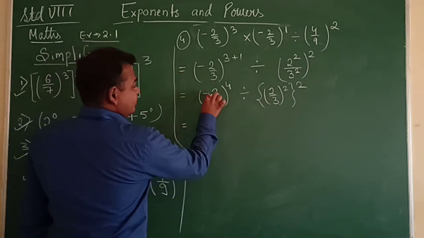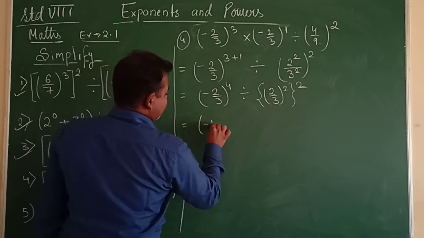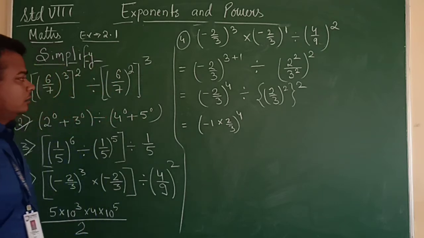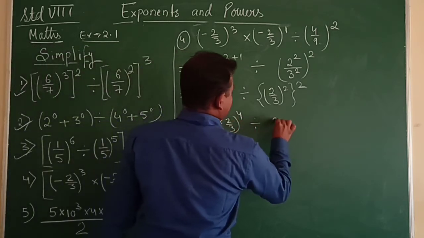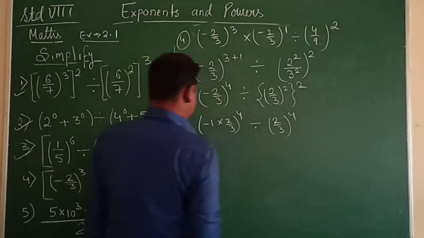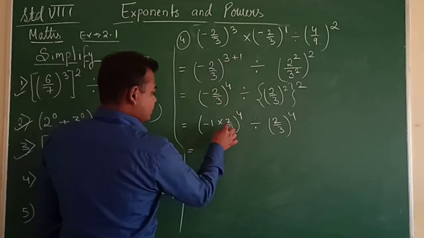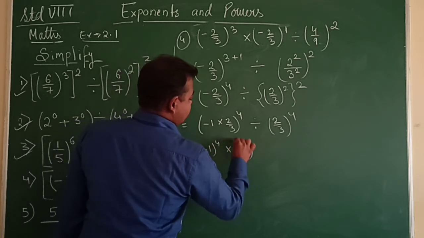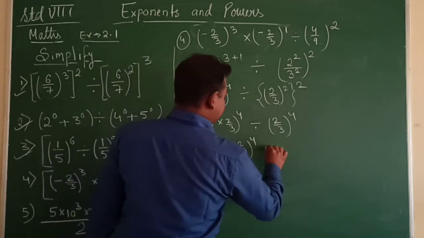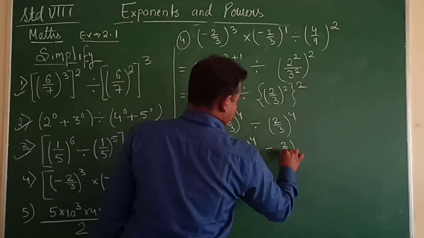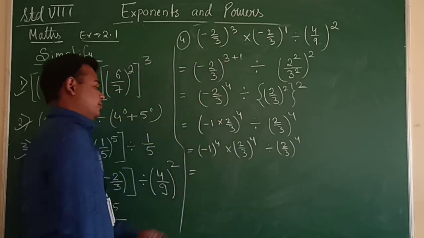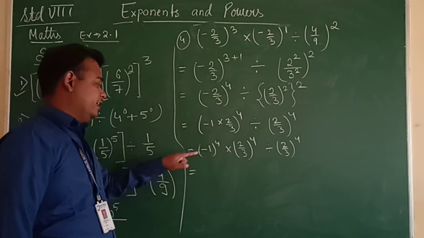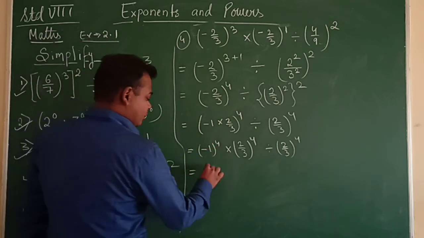Now, we can write it like this: (-1 multiplied by 2/3) to the power 4, whole divided by (2/3) to the power 4. Now, this -1, separate it: (-1) to the power 4 multiplied by (2/3) to the power 4, and it will be written as it is, no changes there. Now (-1) to the power 4 means -1 multiplied by -1 multiplied by -1 multiplied by -1, that is -1 multiplied 4 times, that is equal to 1.